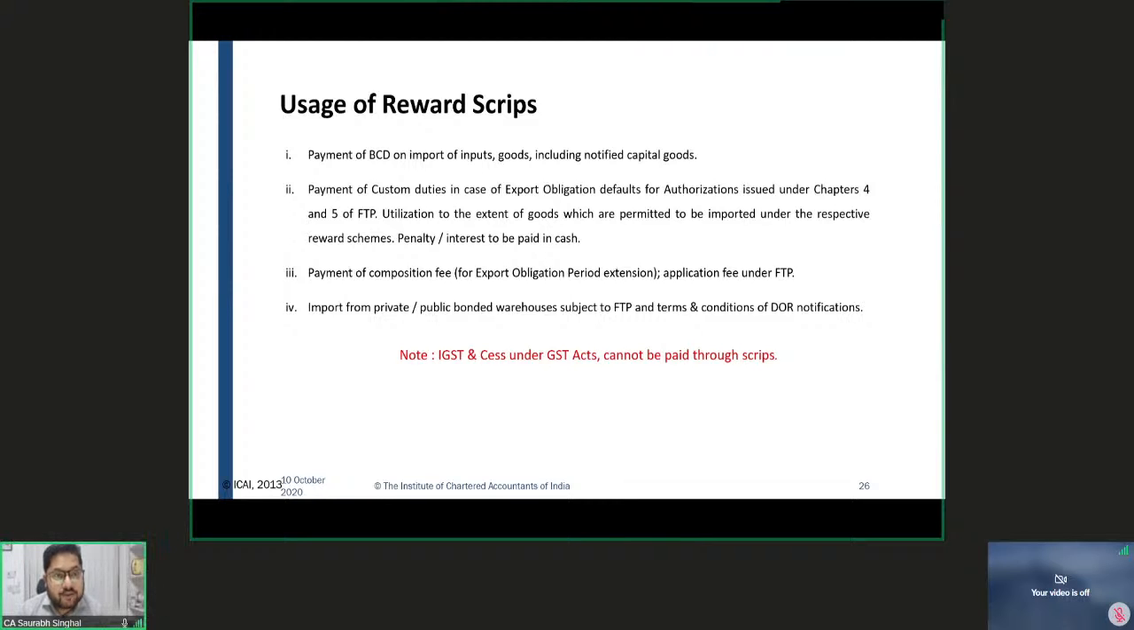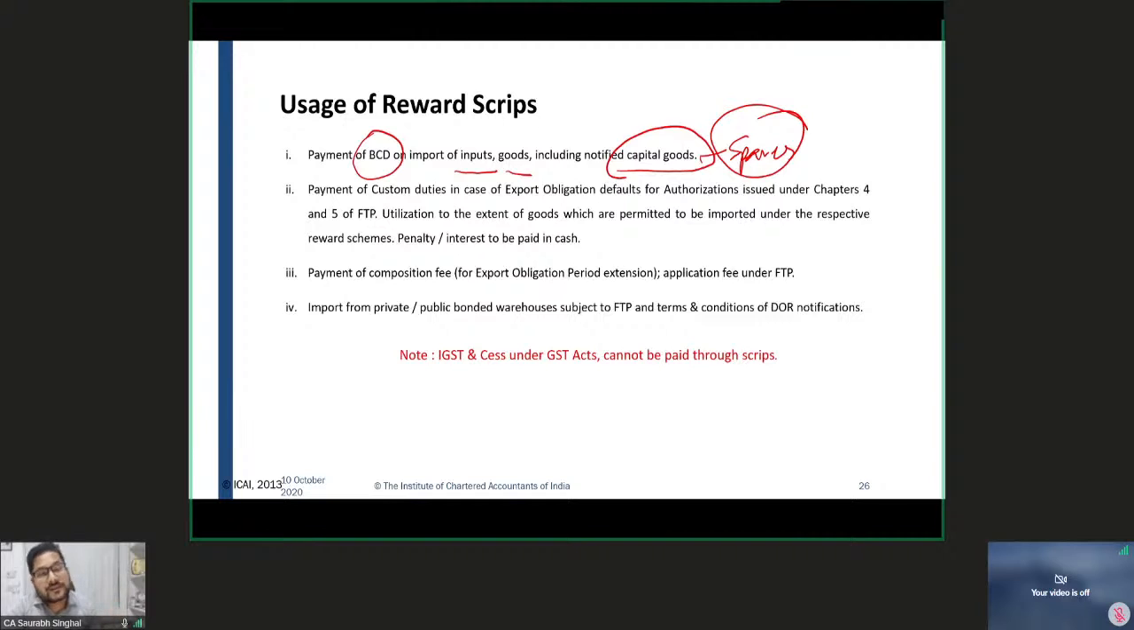Now comes the question that once you have exported these goods and have got the duty reward scripts based on the percentage of the FOB value that you have received during a year for export of goods, what do you do with these scripts? These scripts are freely transferable, as I told you. You can sell them in the open market. You can also use them for payment of BCD on inputs, goods, and some notified capital goods. Why is it notified? Spares are actually not included. You can't pay BCD on spares when you use the scripts.